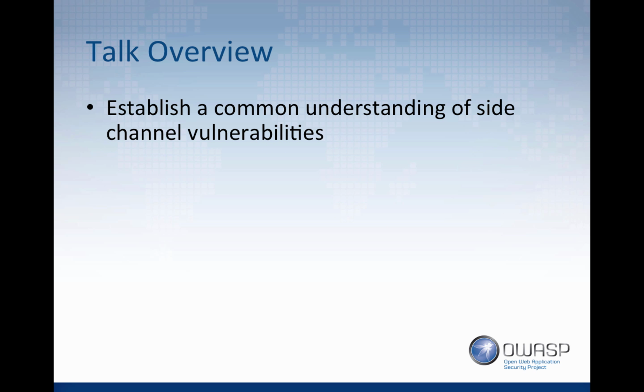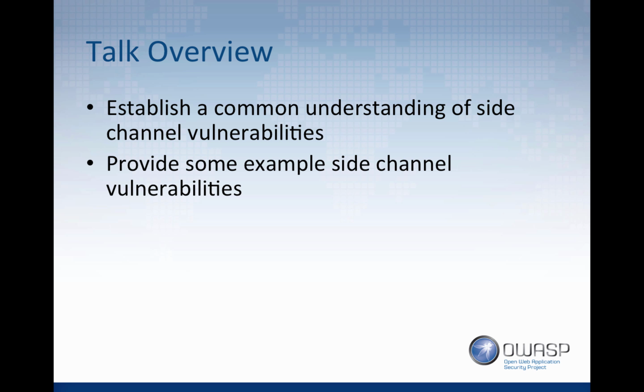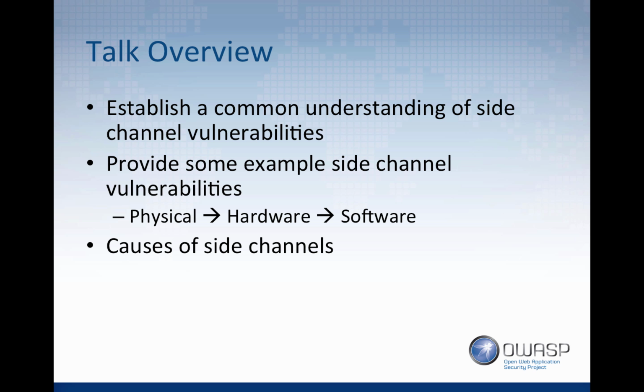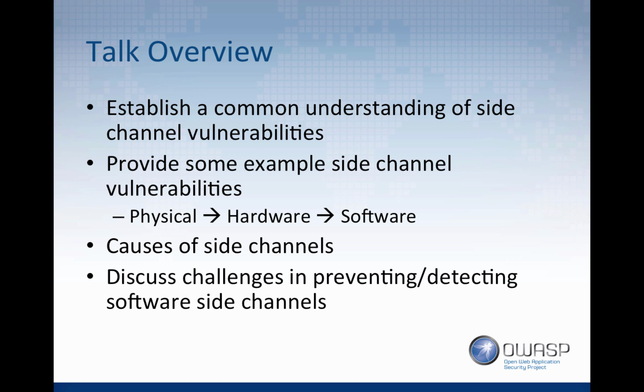So, a little overview of the talk. I want to establish a common understanding of side channel vulnerabilities, and to do that I'll provide a few examples of side channel vulnerabilities, and I'll go in the order of more physical to hardware to software, generally in that order. I'd like to discuss the causes of these side channels, and then more importantly, discuss how we can prevent those or at least detect them in software. And really what I want to do is get to talking about software.